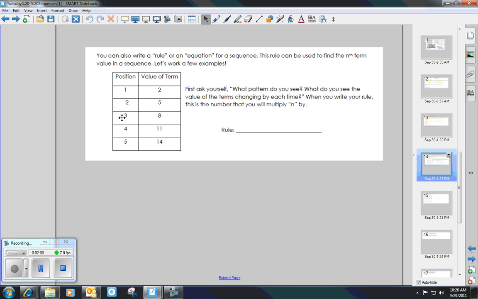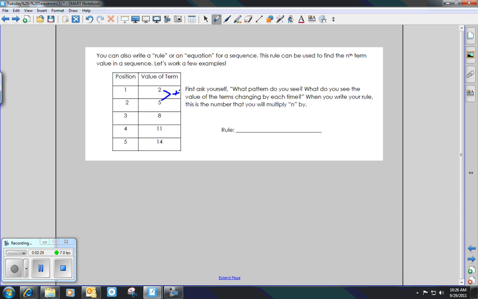So over here we have the position. Position just means where in the sequence it is. So the first number is a 2, the second number is a 5, the third number is an 8, the fourth number is 11, so on and so forth. This value of term is my actual sequence of numbers. The first thing we have to ask is what pattern do we see in this sequence? What's the pattern? Okay, so we are going to take a look at that, and we see that this was add 3, and this was add 3, and this was add 3. So obviously our pattern here is adding 3 to the previous term.